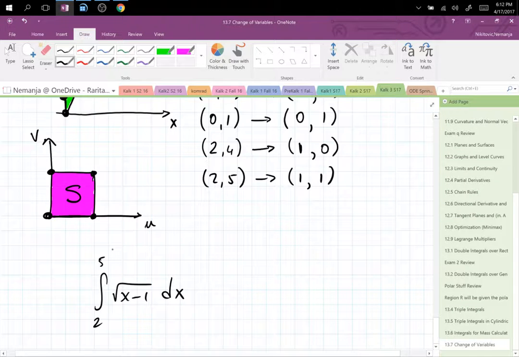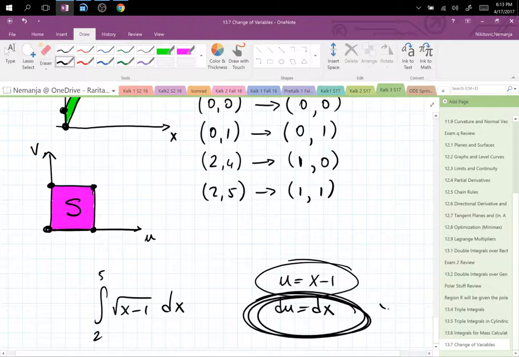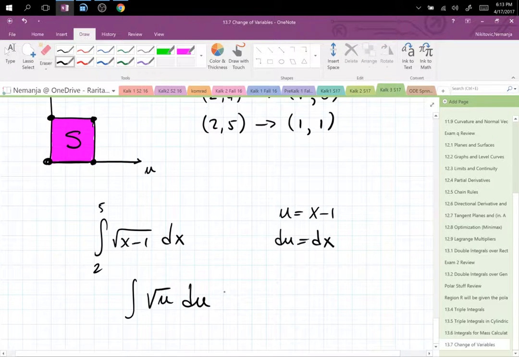And this one is the Jacobian, okay? Now, what is the region? The transformation of region is that now when you do the integral and you write root u du, you have to change these limits. Changing them by saying that u is equal to 2 minus 1, which is 1, and u equals 5 minus 1, which is 4, write these 1 to 4.